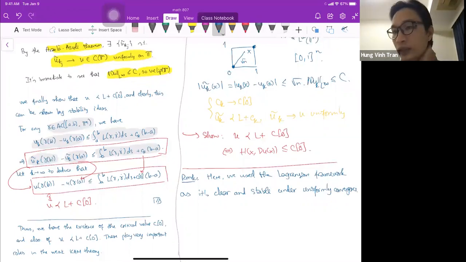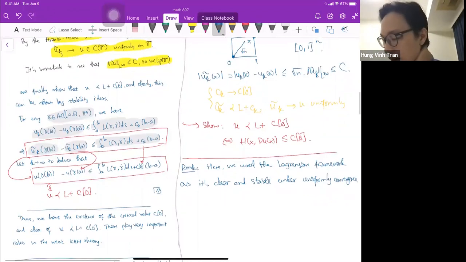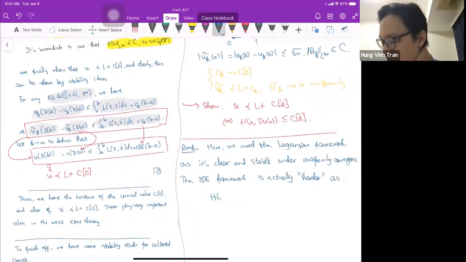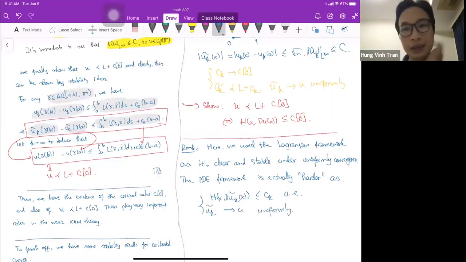So the last point I want to highlight is that the PDE framework is actually harder. Well, I wouldn't say harder, so I put it in quotes. Okay, what do we have? We have h of x, Du_k tilde is fine. It's less than or equal to c_k almost everywhere, right? And we have u_k tilde converging to u uniformly, right? That's also okay.